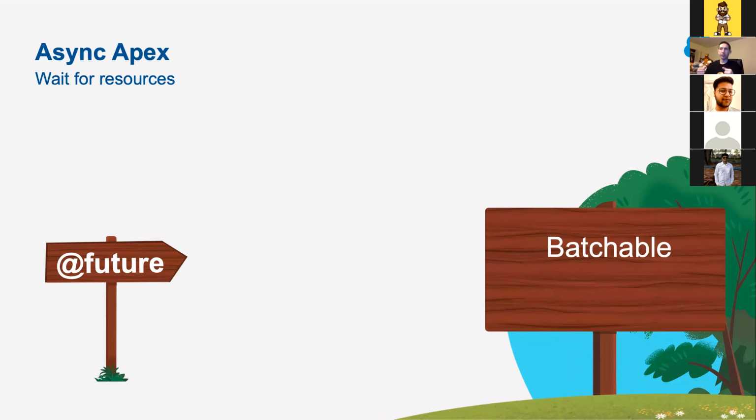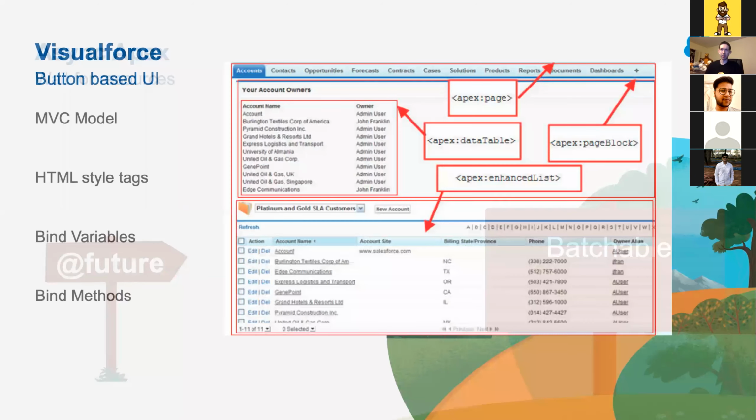We're also probably familiar with terms like @future, annotating methods. We're also familiar with using interfaces like Batchable, where we have to have predefined templates for how our code is structured. We have to have a start method, we have to have an execute method by virtue of using this Batchable interface. So we're familiar with that concept in Apex as well.